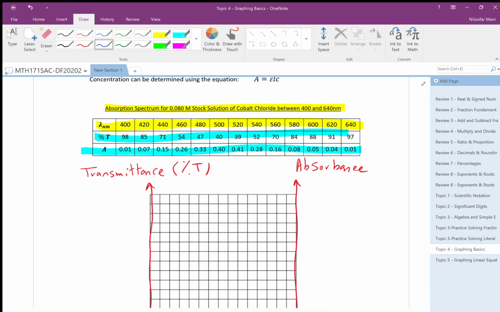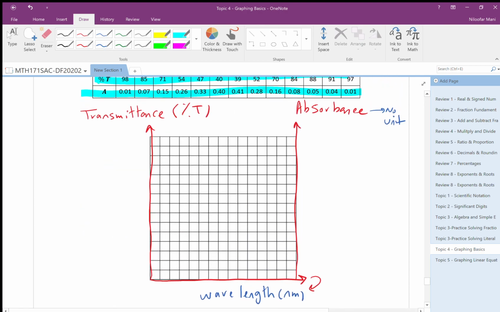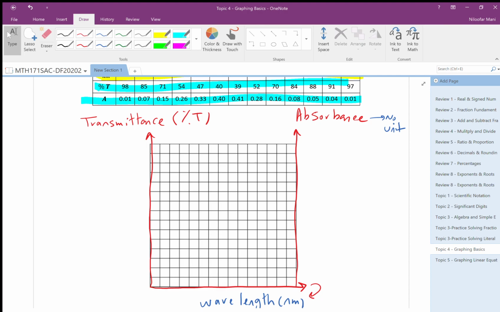This one doesn't have any unit. Okay, so no unit, because when we calculate we use the log, and logarithm doesn't have any unit. Logarithm is what you learn in Math 273, but here you just have to use your calculator for log. That's a function, so you will see more details. So I have the title, the x-axis, the y-axis, and all the units.